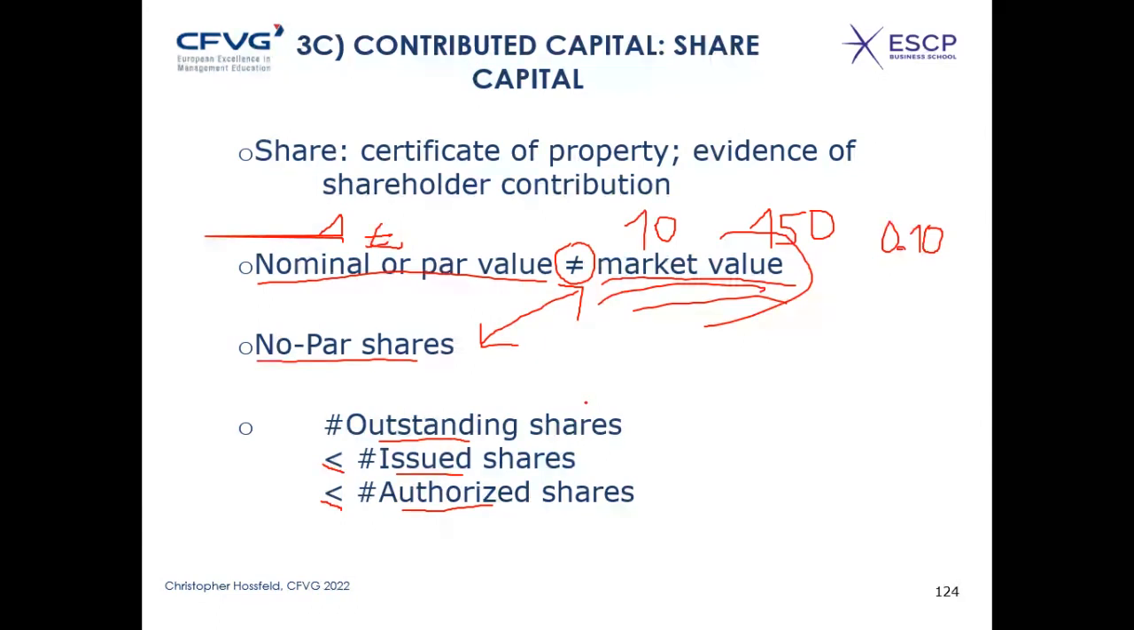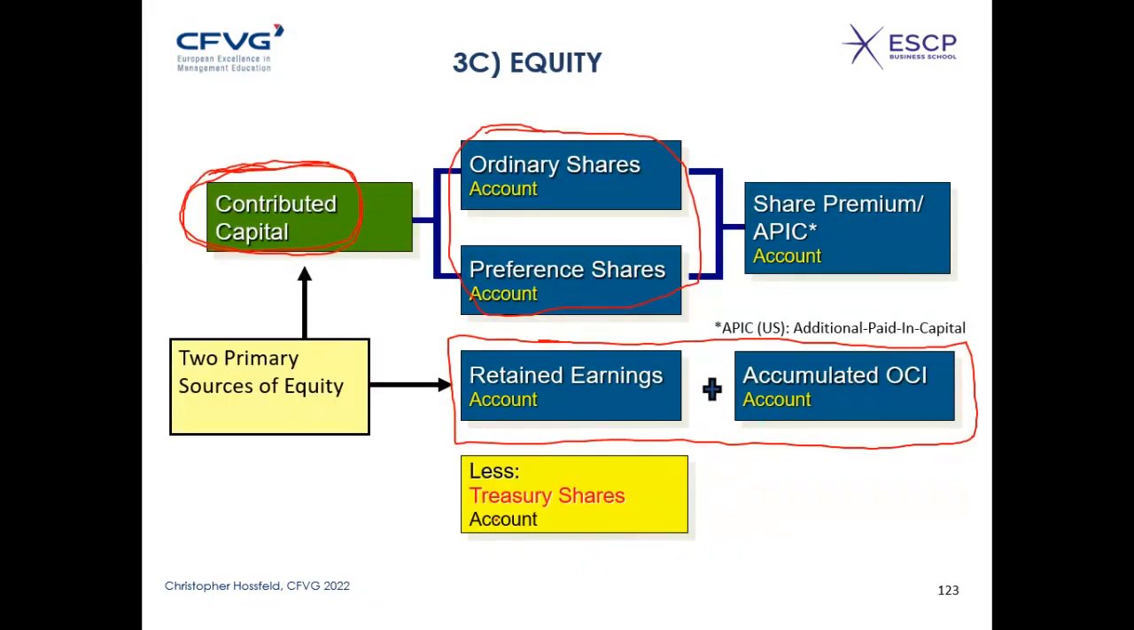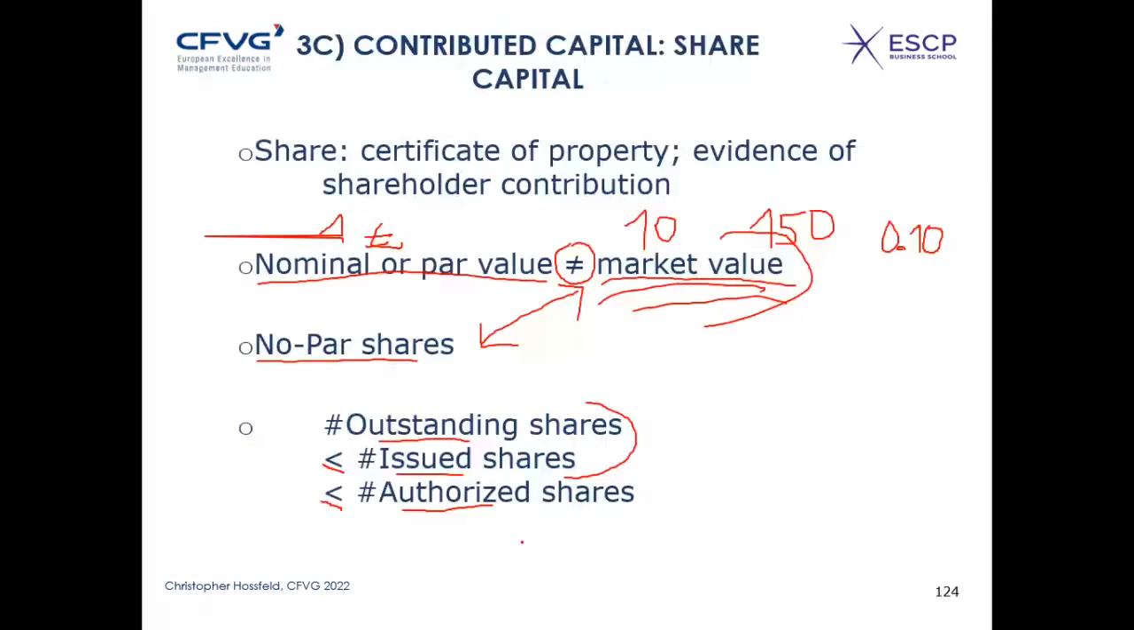So the difference between those two arises when the company buys back its own shares. And then we talk about so-called treasury shares. So in the case of treasury shares, the number of outstanding shares is lower than the number of issued shares. And we will discuss treasury shares a little bit later more in detail. Okay? So that's good. Difference between outstanding and issued shares.